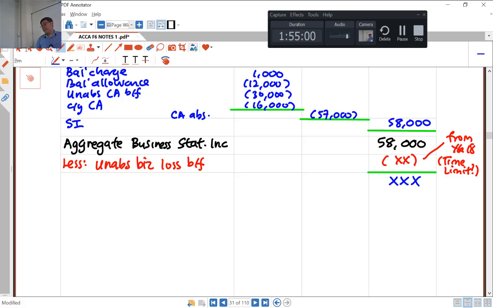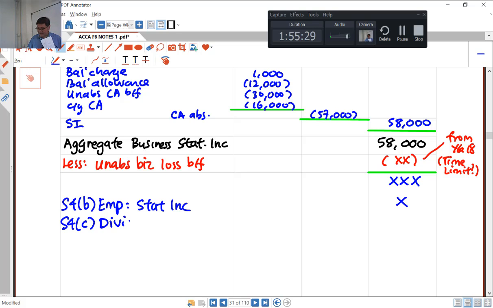Now, after that total, you can then bring in the rest of section 4. Like if you have employment, you have to do the same steps: gross, adjusted, statutory, until you get the statutory income for the employment. Now then if you have, for example, 4C, let's say, for instance, dividend.